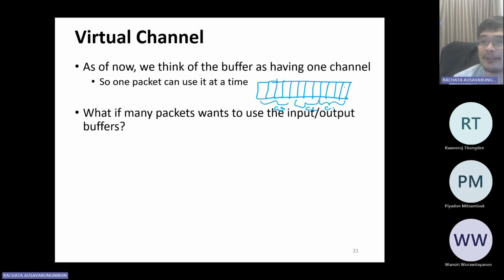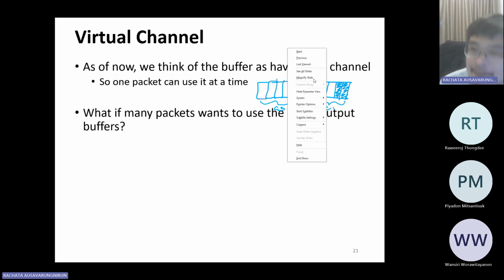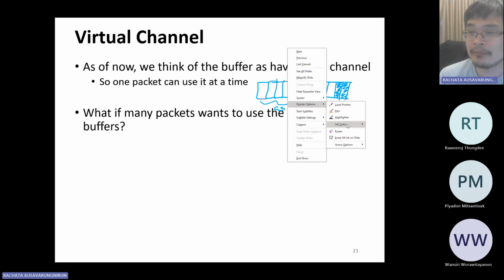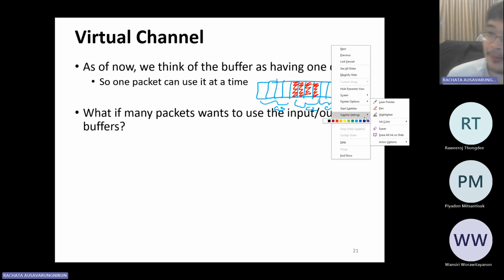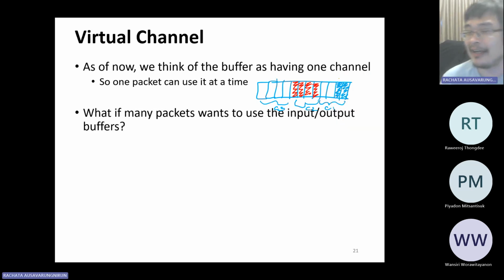If I'm using channel 1 for the blue flit, anyone from the blue packet will use channel 1. This way I can say, okay, anything coming from channel 1, I know it's from one packet. If I'm from the red packet, I'll use a different channel, so in this case the red can use the second channel. And if I have another packet wanting to use the same output, I can then say, hey, I have that orange packet that wants to use the third channel. This way they can also use the third channel.